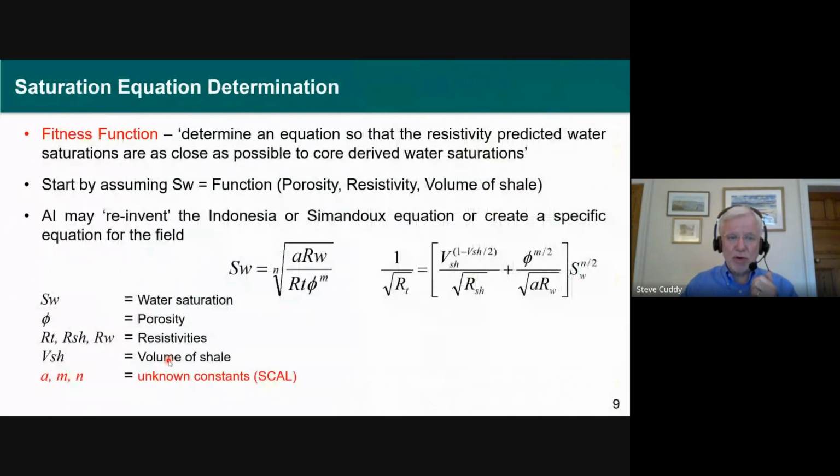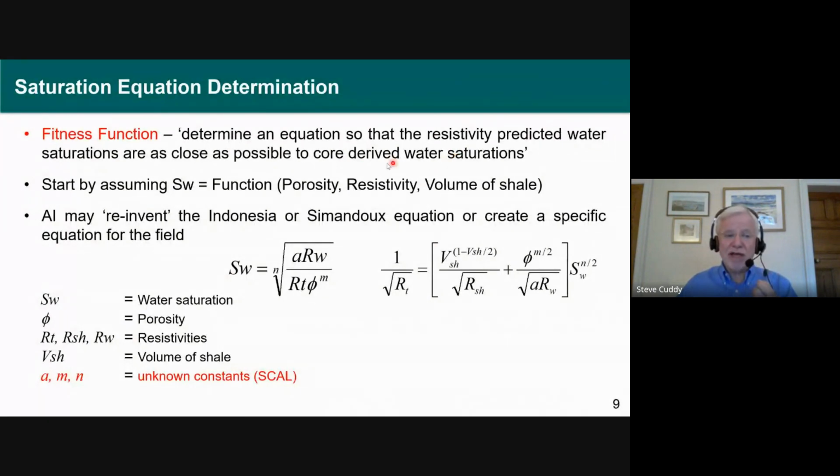So what do we want to do here? We want to determine an equation such that the resistivity predicted water saturations, like from the Archie equation, are as close as possible to the core derived water saturations. So in this simple case, we're using the core water saturation to calibrate the model.